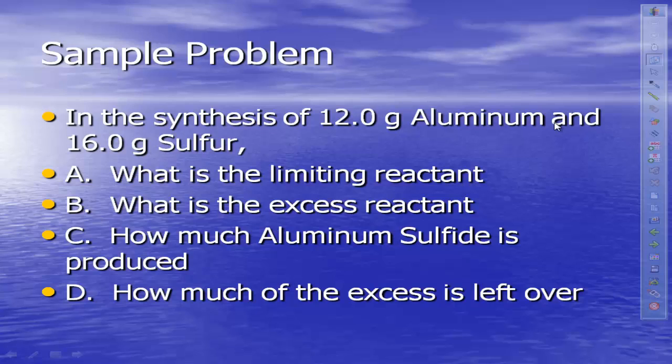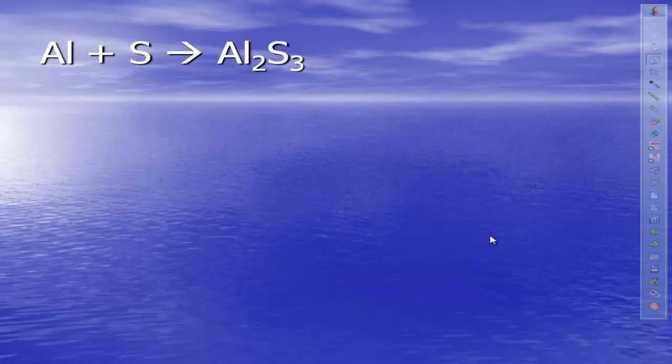So let's look at this problem. It says here that we have a synthesis reaction. 12 grams of aluminum and 16 grams of sulfur. Part A, which one of those is the limiting reactant? Part B, which one is going to be the excess reactant? And C, how much aluminum sulfide is produced? And finally D, how much of that excess reactant is going to end up being left over? So let's go ahead and start looking at this sample problem.